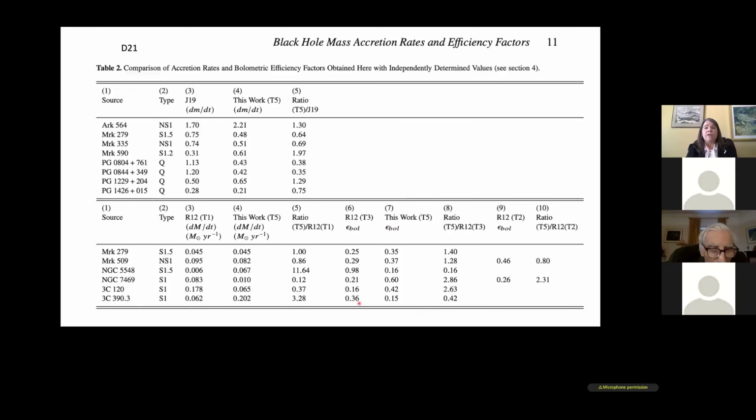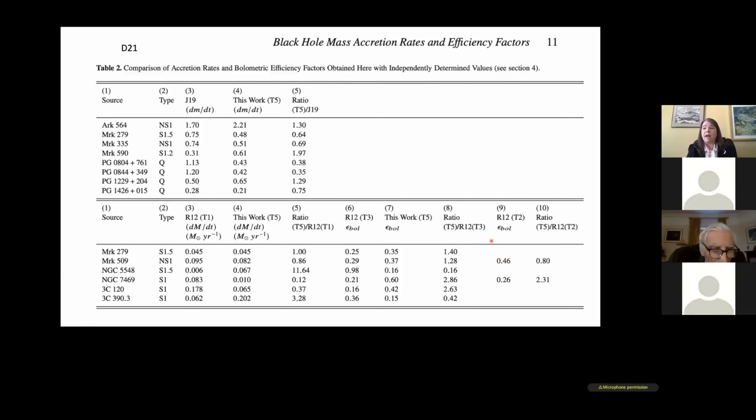So this is showing the value of epsilon bol obtained using one method by Raimondo et al. Then they had a second method which they applied to 2 of the same sources. This is the value that I obtained for the radiant efficiency factor of the disk, and this is the ratio. So the ratio shows that for most of the sources, these are agreeing to factors of 2 or 3, which seems to be similar to the internal consistency of the factors obtained by Raimondo et al.